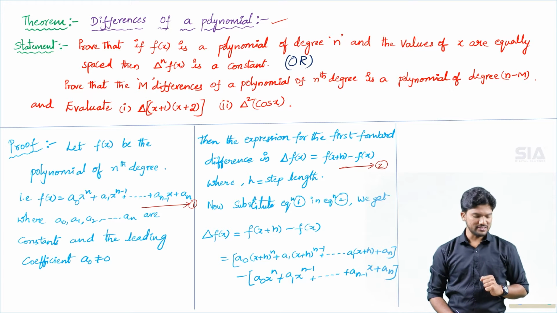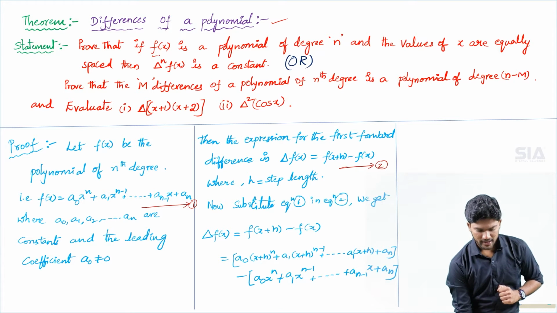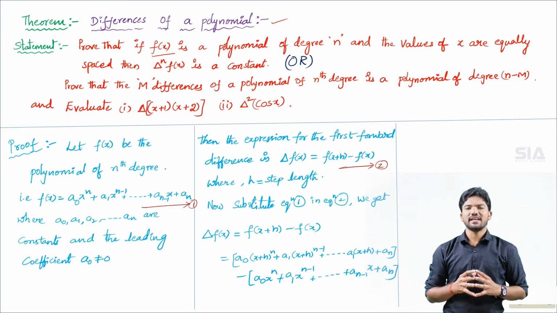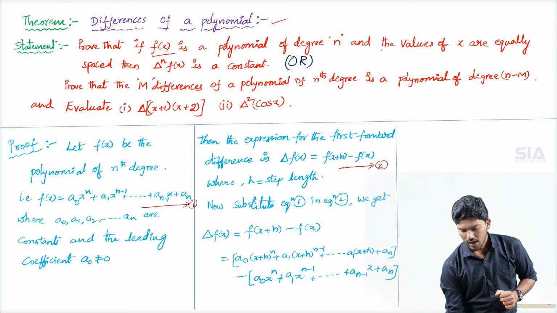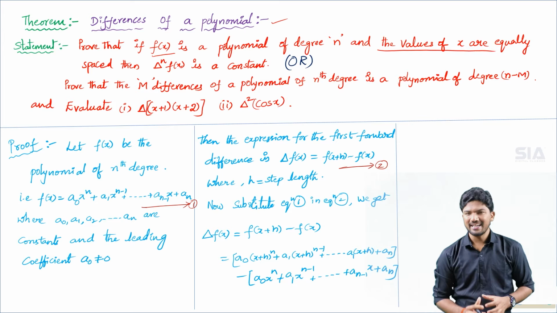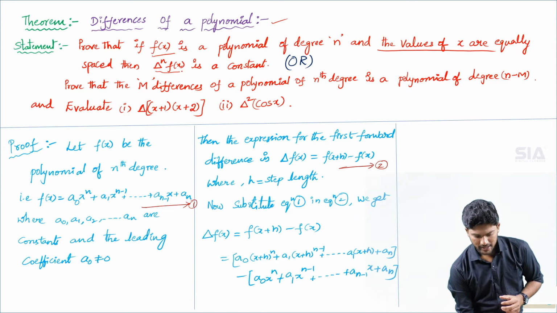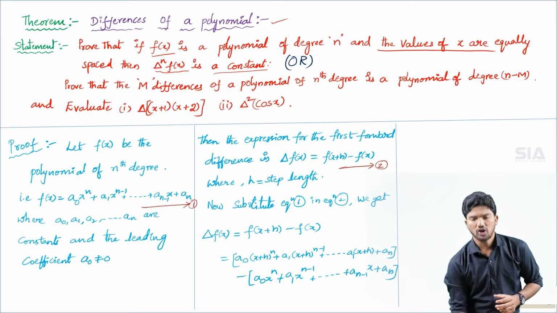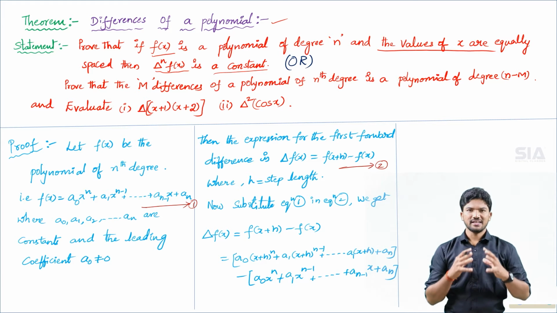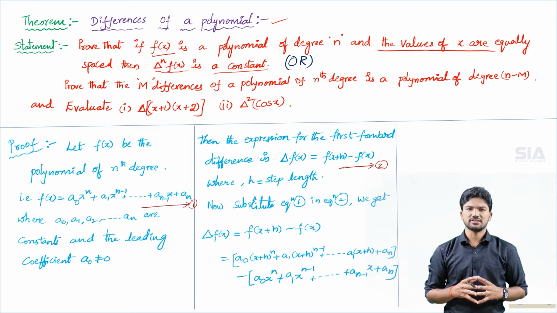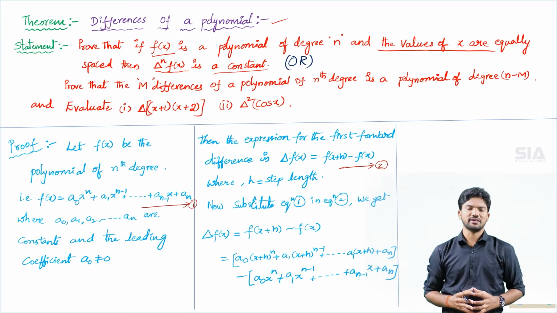See the statement first of all. Prove that if f of x is a polynomial of degree n and all the values of small x are equally spaced, then delta power n f of x is a constant. We have to prove that delta power n f of x is a constant. That is one statement of this theorem.